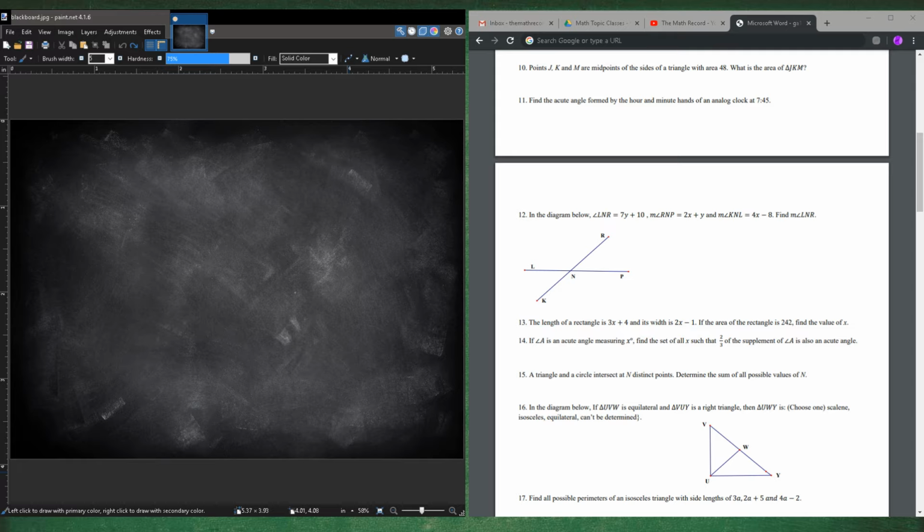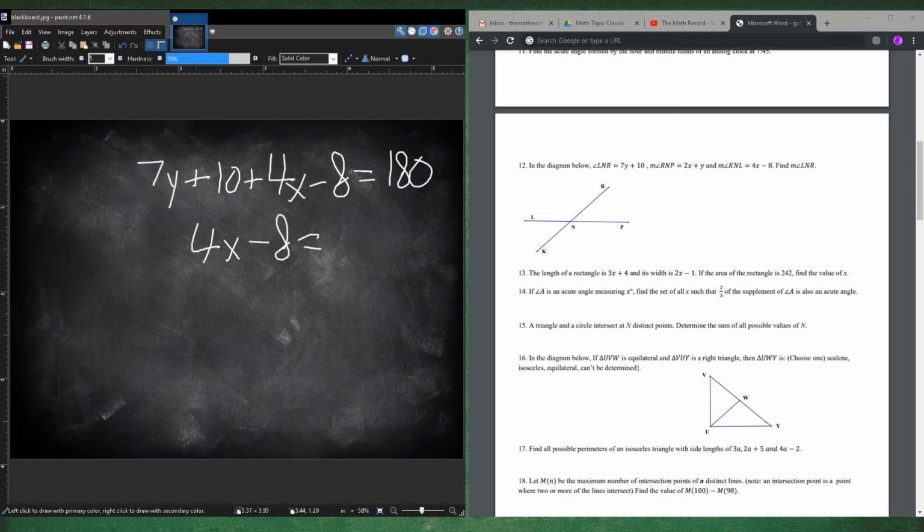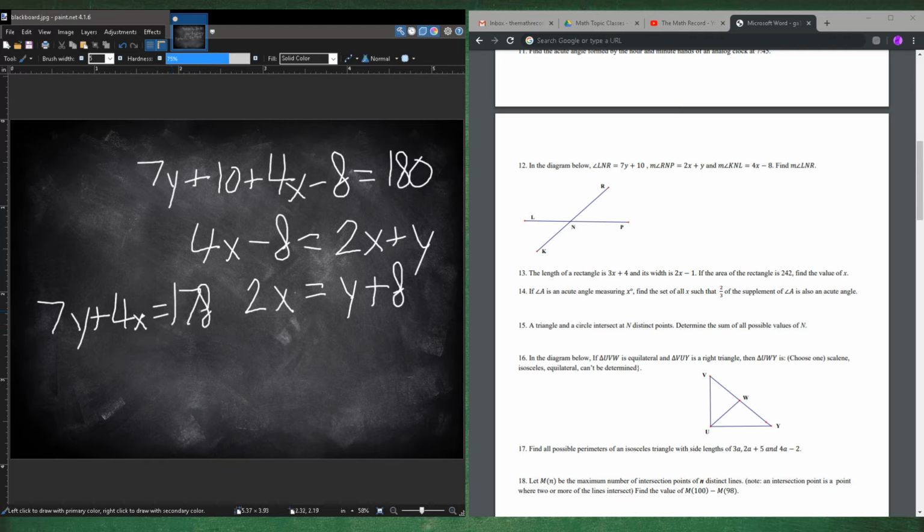So 7y plus 10 plus 4x minus 8 has to equal 180. And angle KNL, which is 4x minus 8, has to equal angle RNP, which is equal to 2x plus y. So what this is telling me is that 2x has to equal y plus 8 for this one, by just simplifying. Now I'm gonna work on this one too. So this one would be 7y plus 4x, that makes 178 equals 178.